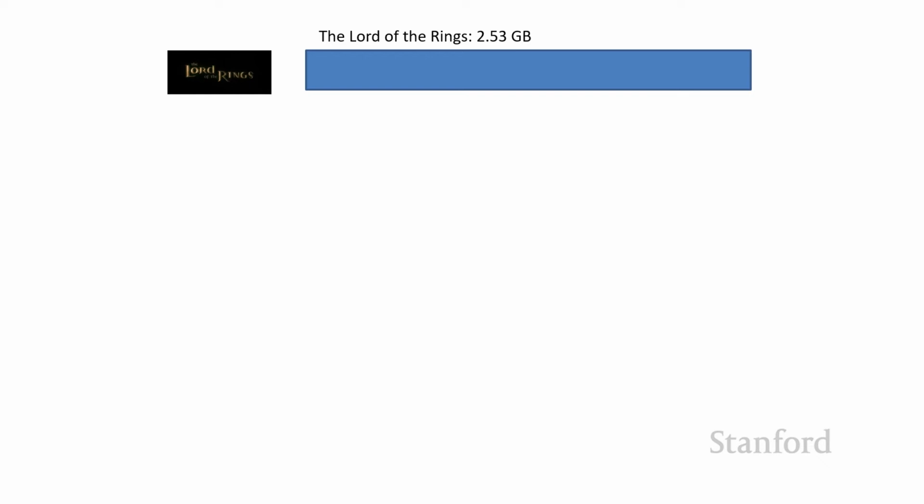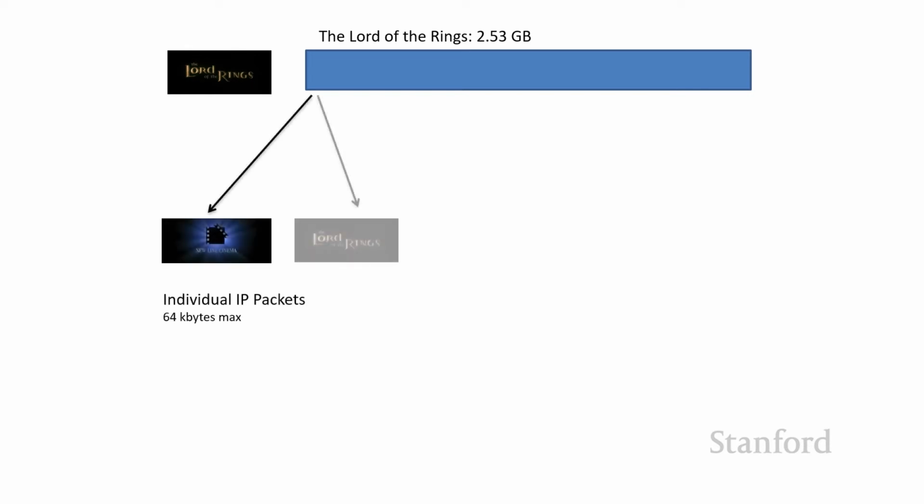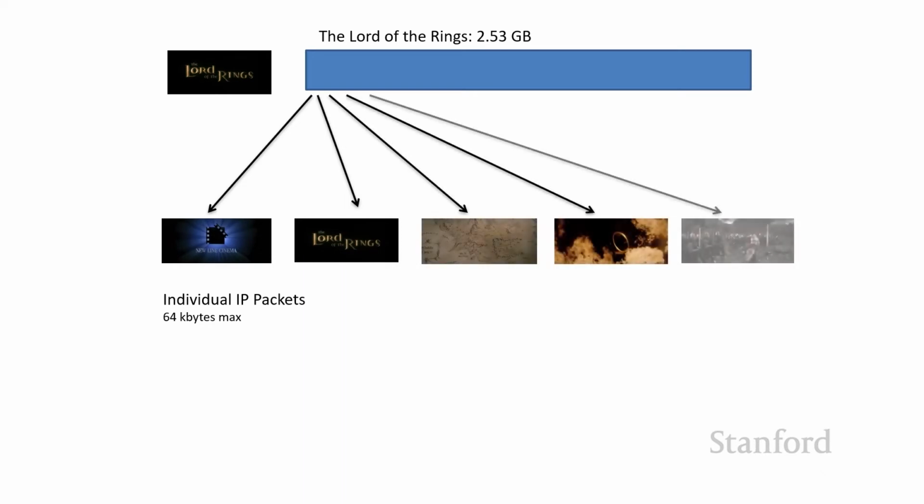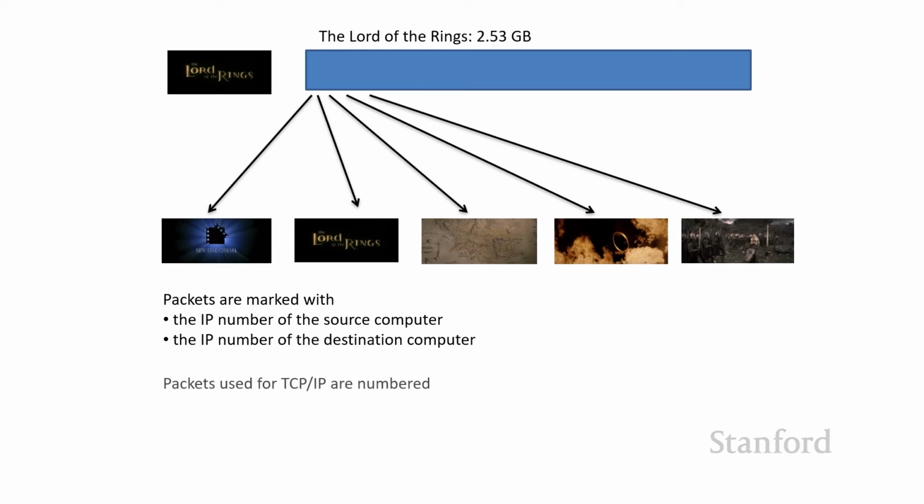So as somebody who's building on top of TCP, I hand the movie to TCP. TCP breaks the movie down into all these little individual packets. And if you work it out, there are over 663,000 packets for the entire movie. What TCP is going to do is it's going to number each of the individual packets, and it's going to mark the packets with the IP number of the source computer and the IP number of the destination computer.